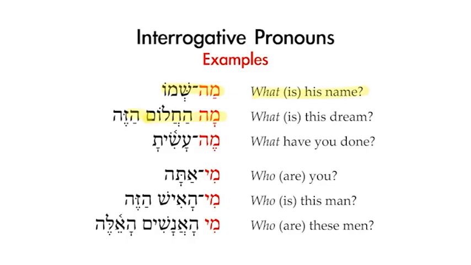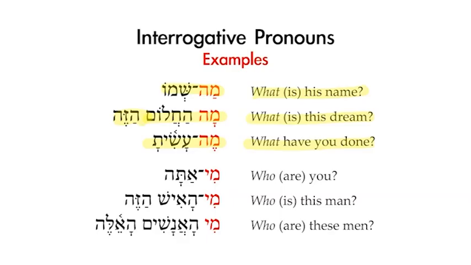Mah chalom hazeh, what is this dream? And meh asita, what have you done? Notice that there are three spelling options here for the interrogative mah. The first one looks more like the definite article. The second one is due to compensatory lengthening and the rejection of the dagesh forte. And the third one is dissimilation because of the ayin with qamets.